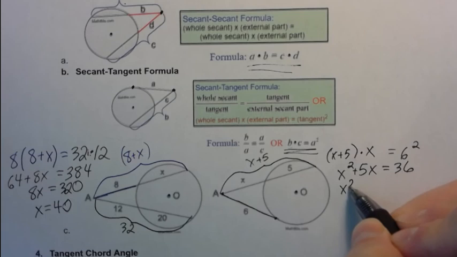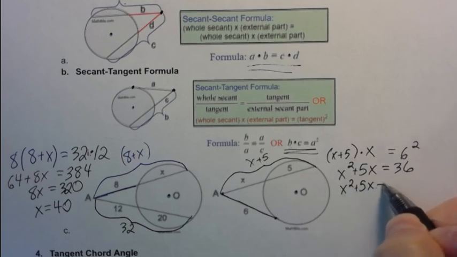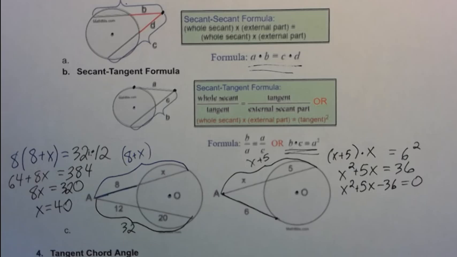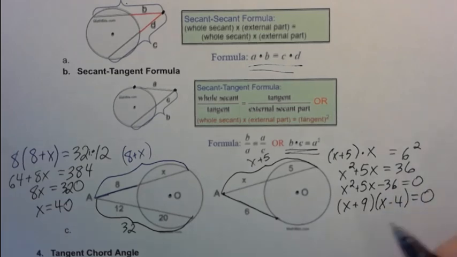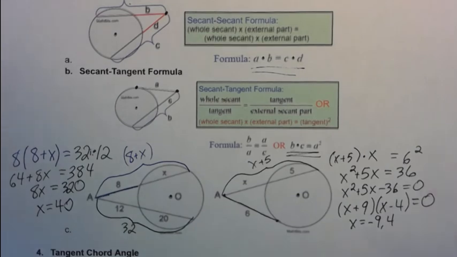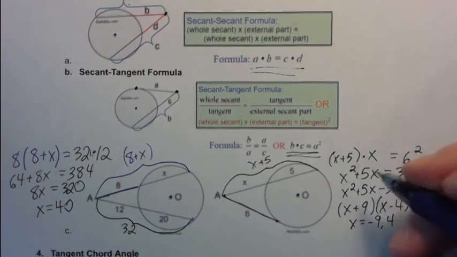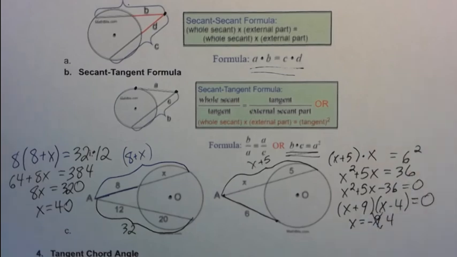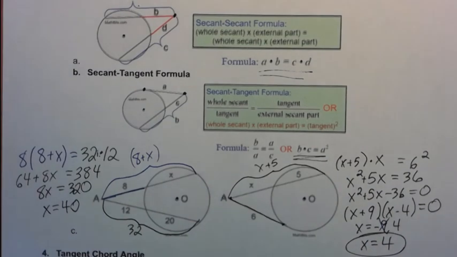So we can subtract 36 from both sides to get a quadratic equation, and we'll use factoring to solve this. This would factor to x plus 9 and x minus 4 is equal to 0. And the two answers we would get would be negative 9 and 4. Well, negative 9 doesn't make any sense for the length of a segment, so we can cross out negative 9, and that means that our answer is just going to be the 4. And that finishes up part 3.